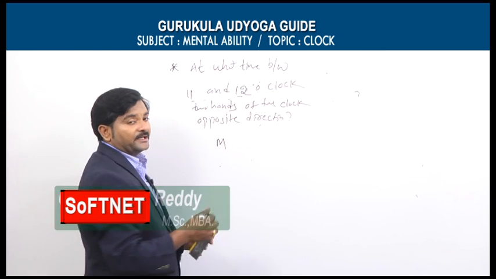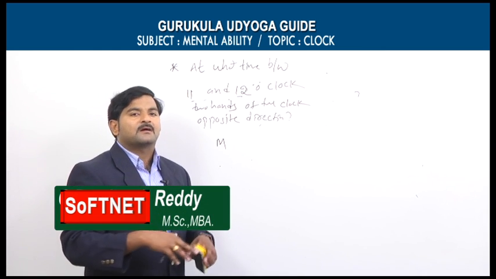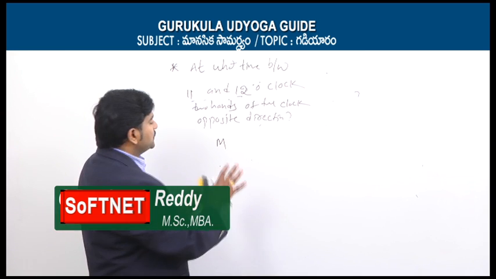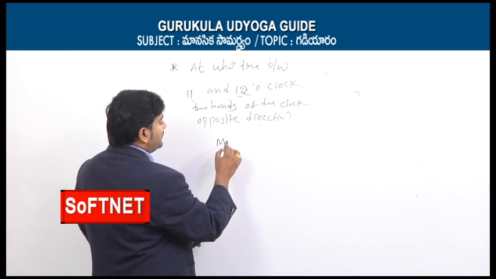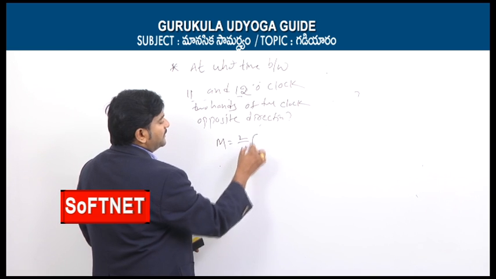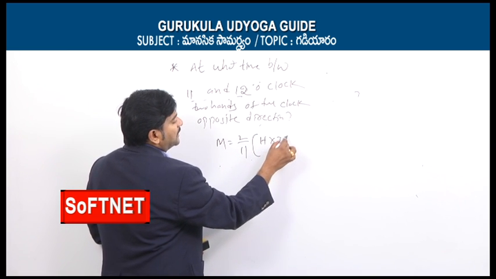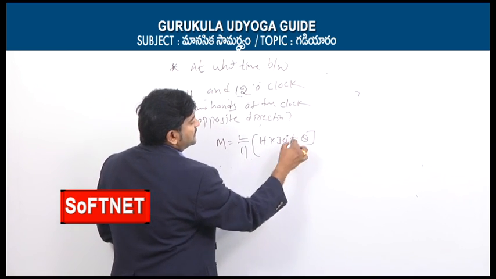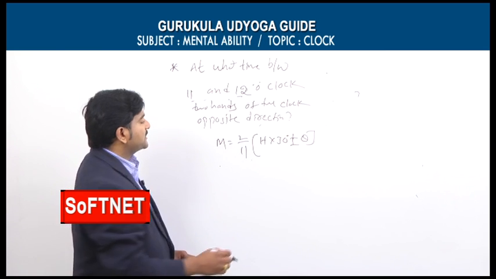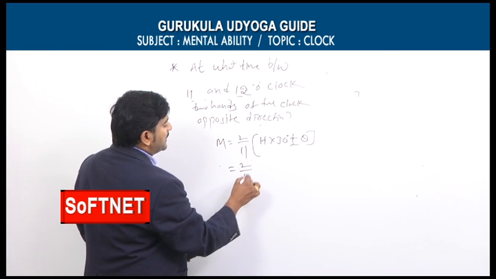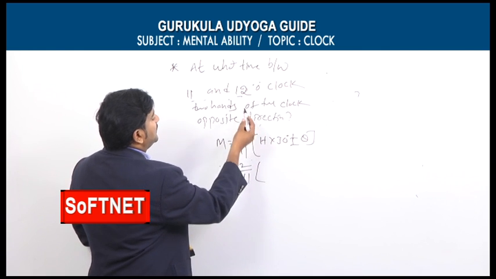The formula is the same. Luckily, in this chapter we have 5 types, and 4 types can be solved using only this formula, that is, m is equal to 2 by 11 into h into 30 degrees plus or minus theta. The formula is the same. So now we will observe here 2 by 11 into, what is our starting hour?